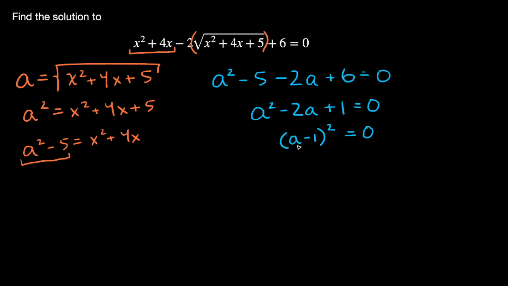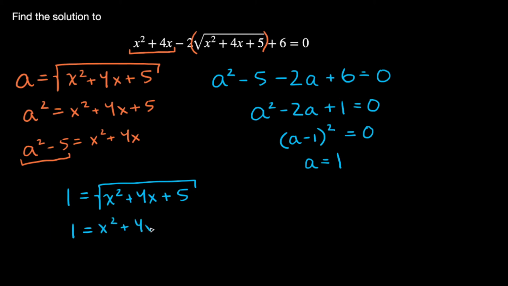And now we automatically know what a is. It's 1. And now we can simply go back here, look back at our definition of a, and put 1 there, and we get 1 is equal to the square root of x squared plus 4x plus 5. Now we can square both sides. 1 is equal to x squared plus 4x plus 5. Subtract 1 on both sides, which will give us 0 is equal to x squared plus 4x plus 4.